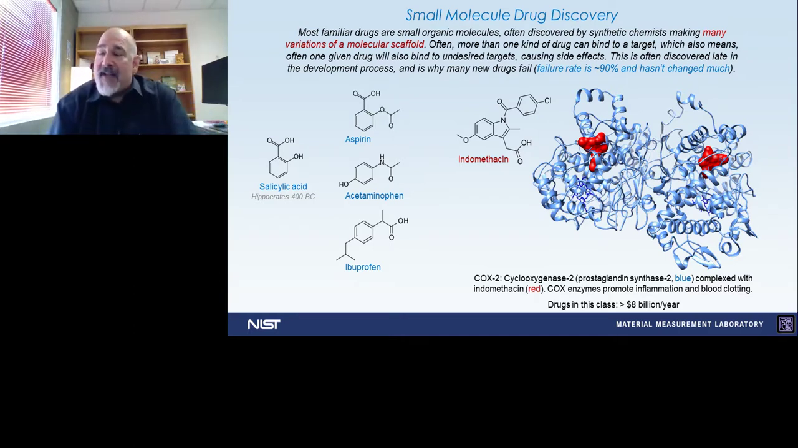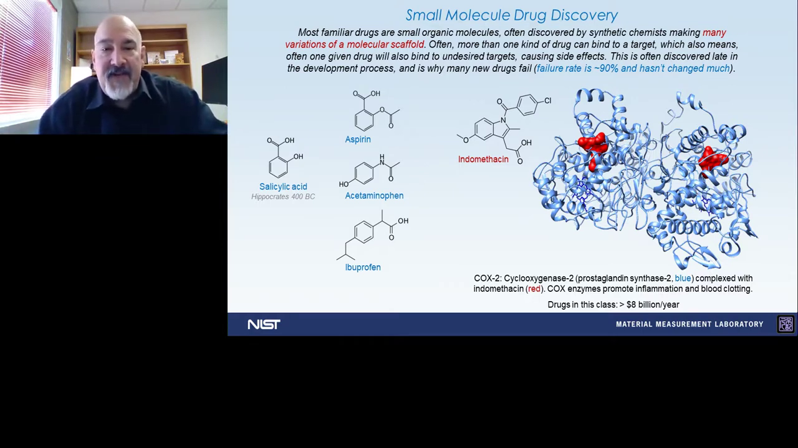There's a kind of corollary to this, however, which is that if you can find many different small molecules that will all work to target this particular protein, it also implies that these small molecules might target other proteins that you don't really want targeted. In other words, when you make a small molecule drug, it will commonly have side effects. And in fact, this is often why drugs fail. And the failure rate is about 90%.